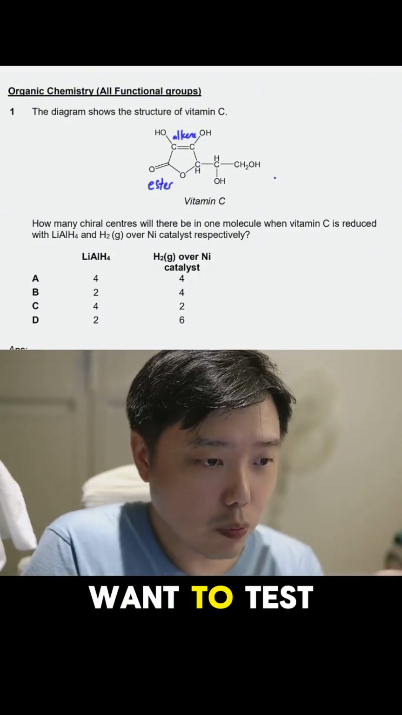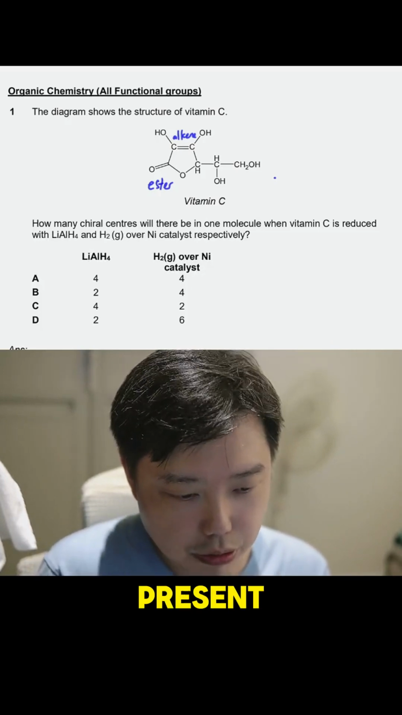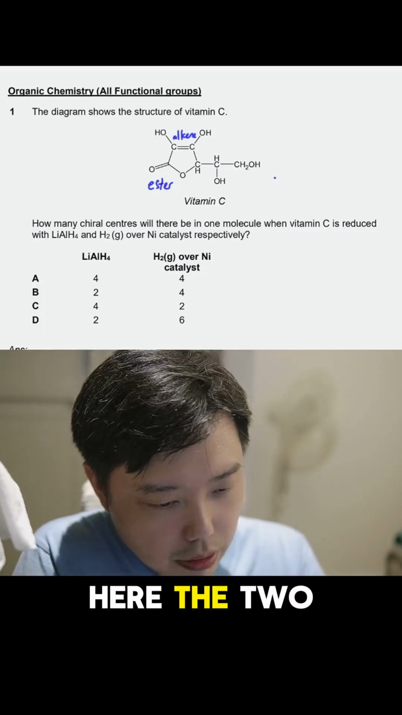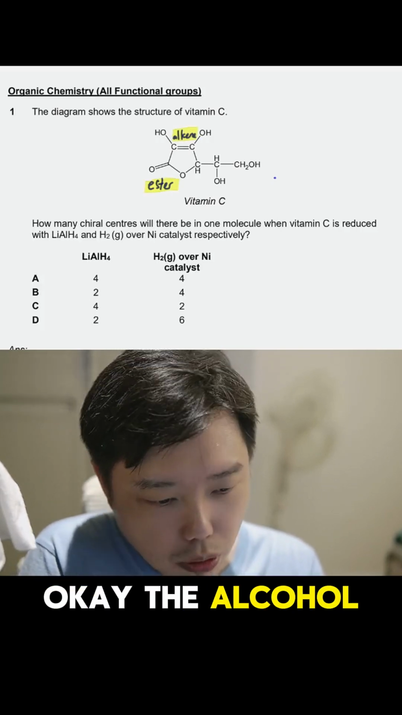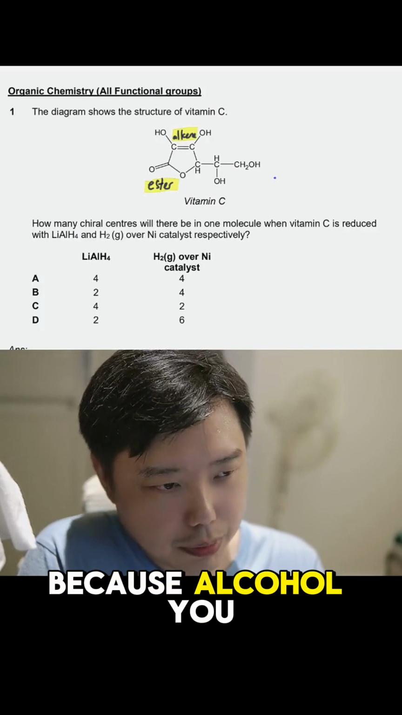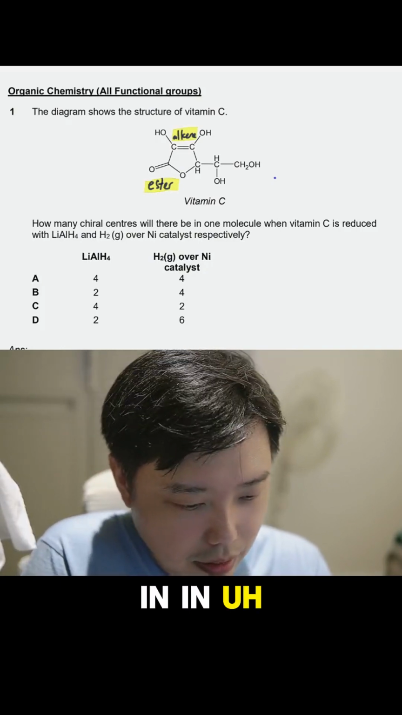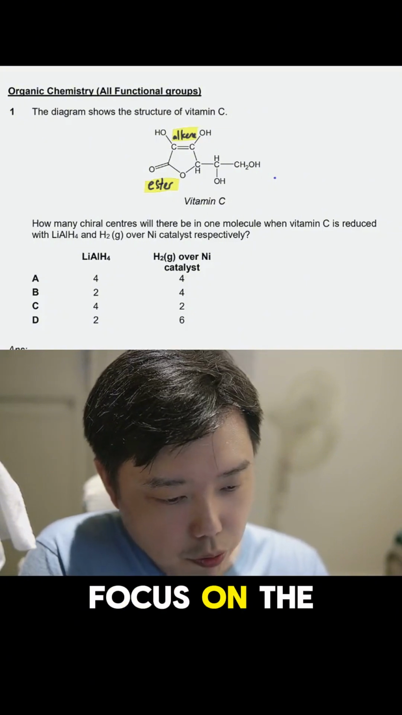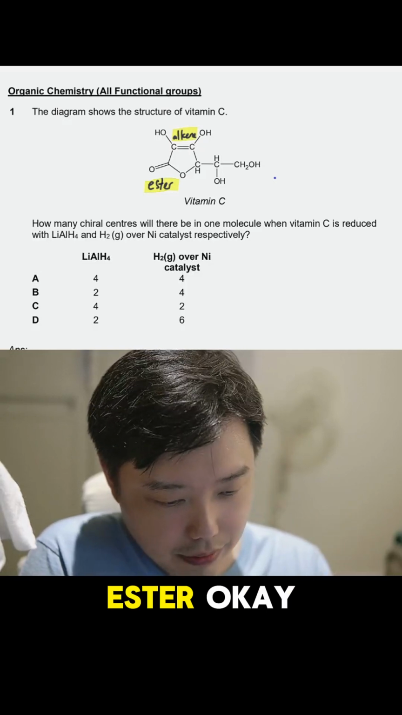Okay, so what they want to test you, right? They want you to know what the functional groups present are. So I've listed over here the two functional groups that might be reduced. Okay, the alcohol part we don't really care, because alcohol you cannot further reduce it. There's no point in focusing on it. So we'll just focus on the alkene which is present and the ester in this molecule.